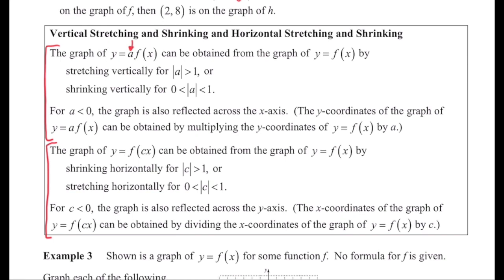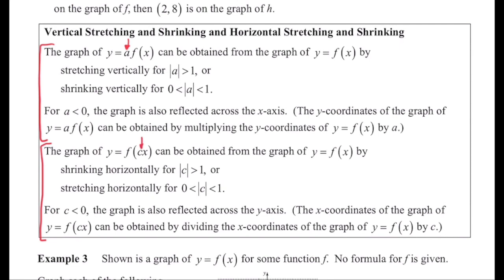If we have our c value on the inside, so attached to the x value on the inside, this tells us if we're going to shrink horizontally or stretch horizontally. So if our value is greater than 1, we're going to shrink horizontally. Or if our value is a fraction, we're going to stretch it out horizontally. We also know that based on the positive or negative on the inside, that our graph, if it's less than 0, will reflect across the x or y axis, just as we had done in a few examples previously.